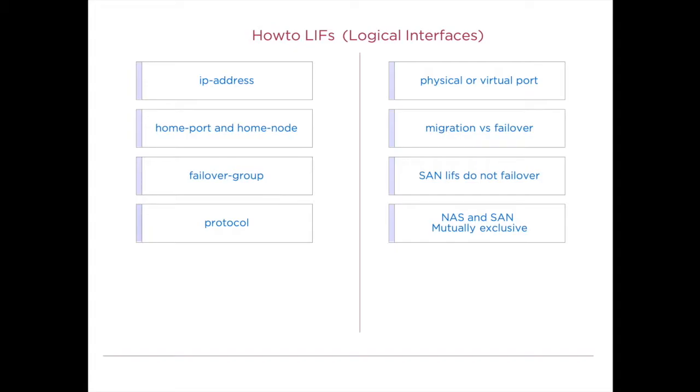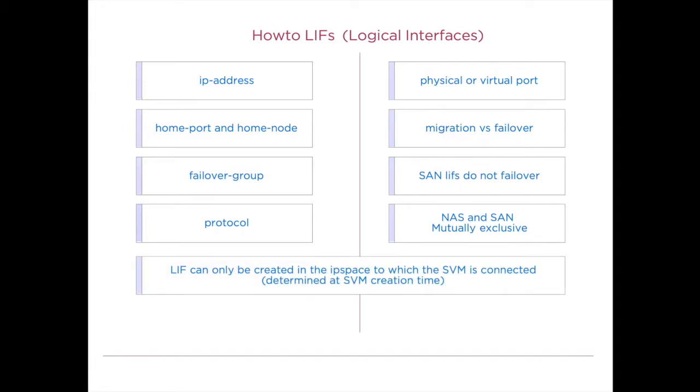And another very important note is that a LIF can only be created in the IP space that the SVM is connected to. So when you create the storage virtual machine, that SVM is automatically connected to one of the available IP spaces. Now by default, an SVM is connected to the IP space default. But if you want to create LIFs in another IP space to which the SVM is not connected, you can't create them. So you can't change that either. You will have to delete the SVM and recreate it.